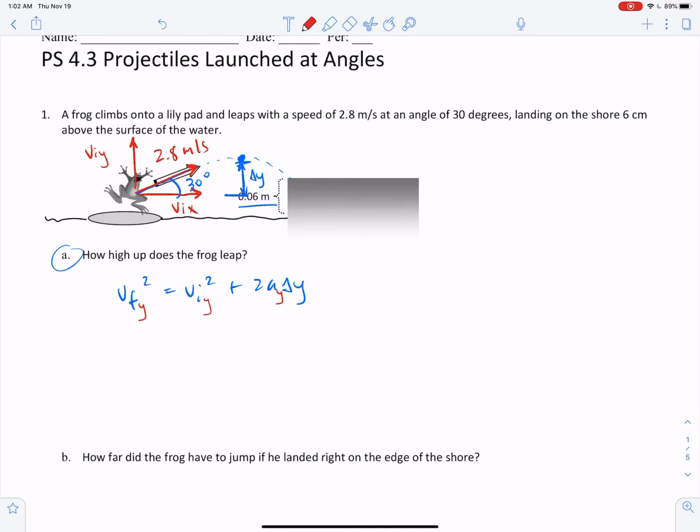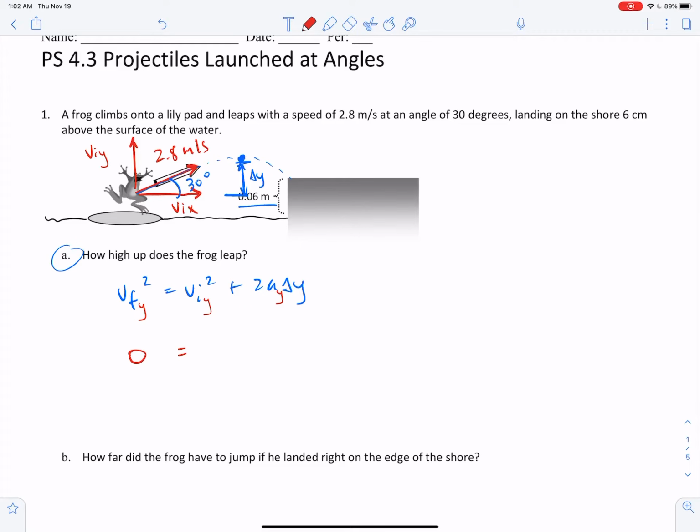Well, we know by definition that once the frog gets here, the vertical velocity is going to be 0. That's true of any object that's rising and falling under the influence of gravity. So we can pretty confidently say that this is going to be 0. 0 squared is 0. But we don't know what the initial vertical velocity is. We need to find this.